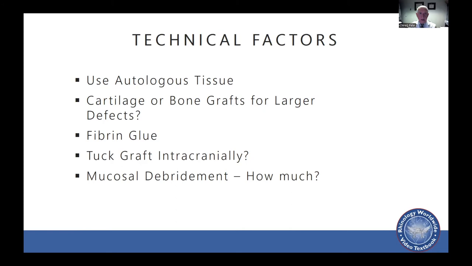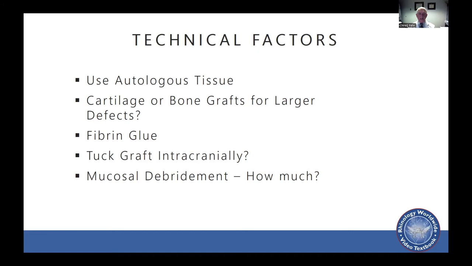So the easiest thing to do is get autologous tissue, which is right there. If it's a large defect, you can use cartilage or bone grafts in order to bridge the defect. Alloderm is used commonly by many of our sinus surgery colleagues. The neurosurgeons prefer dura to do this repair. We use fibrin glue. Early on, there was a discussion about whether you should tuck the graft intracranially or just lay it over. Pretty much an intracranial tucking is not necessary, and a layover works great.